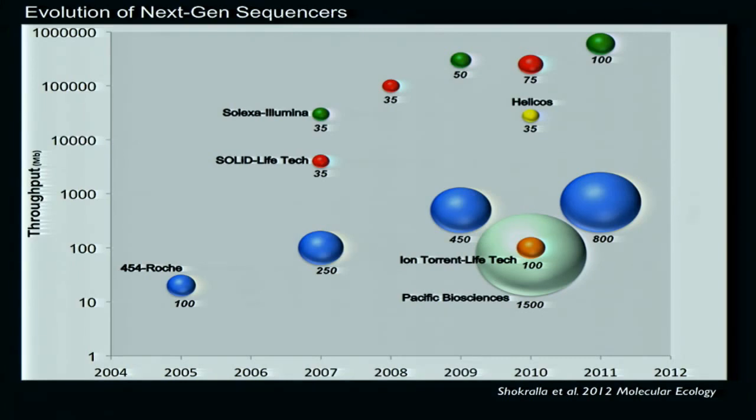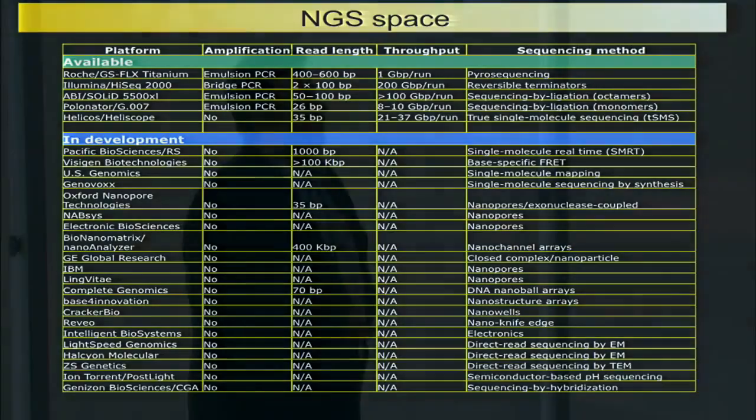Illumina has been looking more at throughput, and so has SOLiD, but then 454 is going after read length, and again, there are PacBio and others that are intermediate in terms of their throughput. But I think the most interesting part is that these are just the available ones that you see, and they are there.